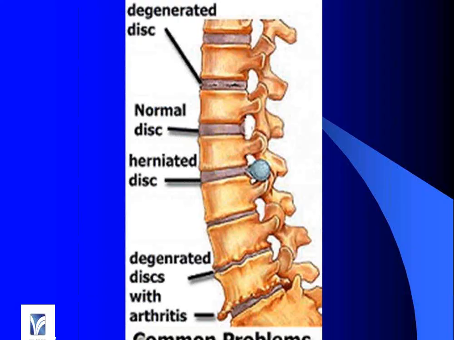Again, here's a picture of what we just discussed, first showing a degenerative disc, then a normal disc, and how fat and cushy that looks. Then a herniated disc with a bulging out toward the nerve or vertebrae endings. Then you have, again, the degenerated disc with arthritis, which causes bone spurs and nerve ending damage. These are common problems that occur in the back.